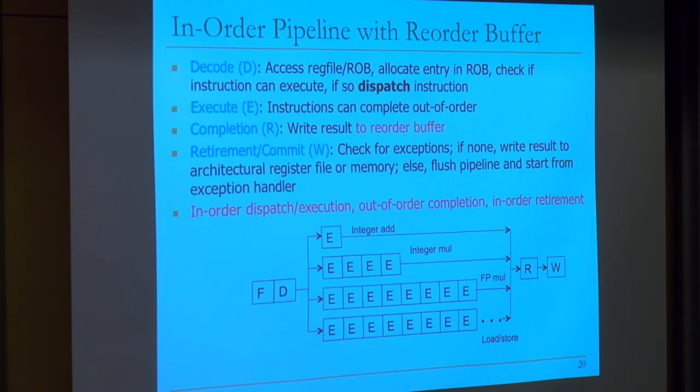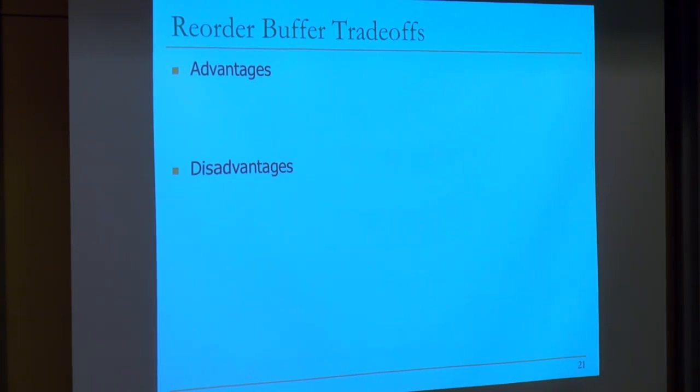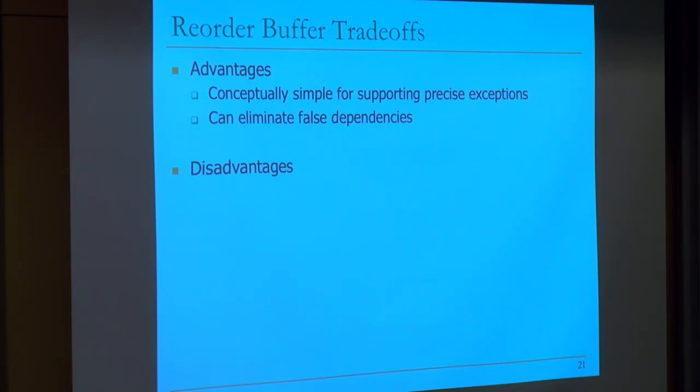So basically what we've done is an in-order dispatch pipeline, or in-order schedule pipeline, or in-order execution pipeline. But instructions can complete out of order. They cannot start execution out of order at the beginning of the execution units, but they can complete out of order. And we do retirement in order to preserve sequential semantics. OK. So what are the trade-offs with the reorder buffer? Advantages: it's conceptually simple for supporting precise exceptions, right? You basically reorder things such that you are sequential in the end. And it can eliminate false dependencies, as I described here, right?